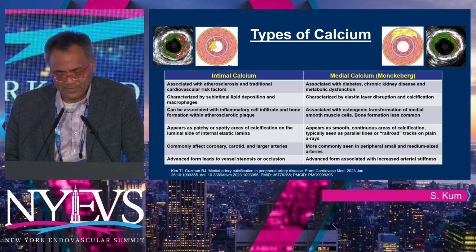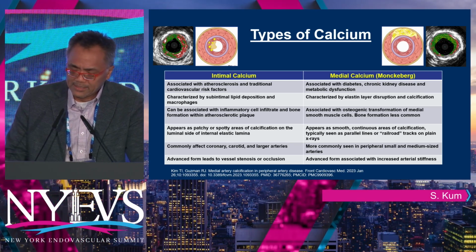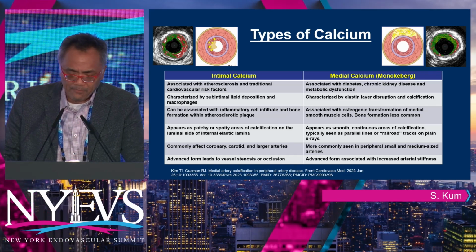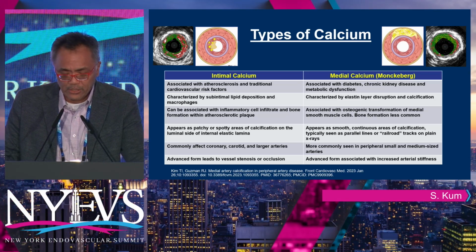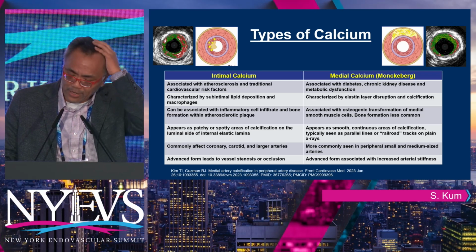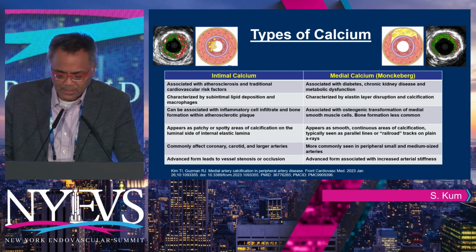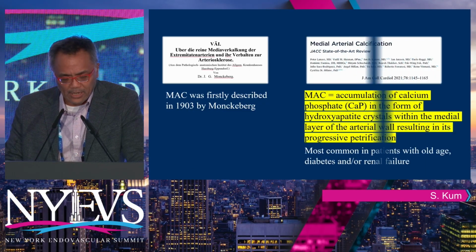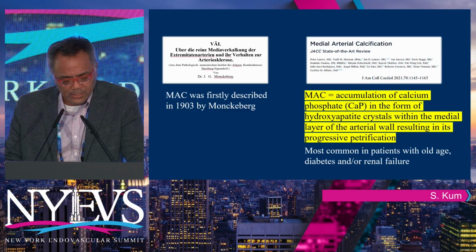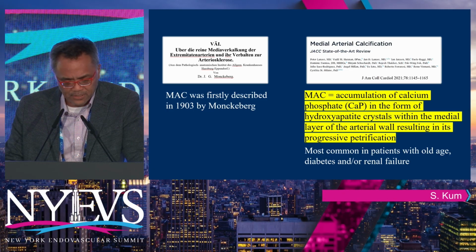We've got intimal calcification, medial calcification. Let's look at medial calcification. Typically occurs in diabetic CKD, pretty much bone formation around the media of the artery, usually manifests as railroad track signs on the X-ray. And it's different. It increases arterial stiffness as compared to the intimal calcification. So this was initially described by Monkeberg, and it's just a deposition of calcium phosphate.